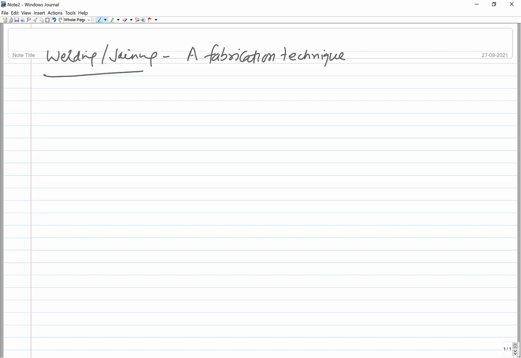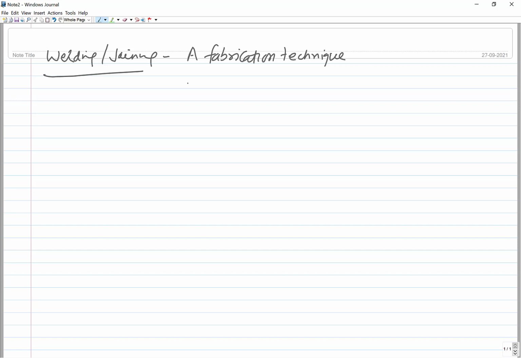So you have to make two simple components using casting or forming or machining, and then bring them together. And to bring them together to get the desired complex shape and geometry, we need to use joining or welding.